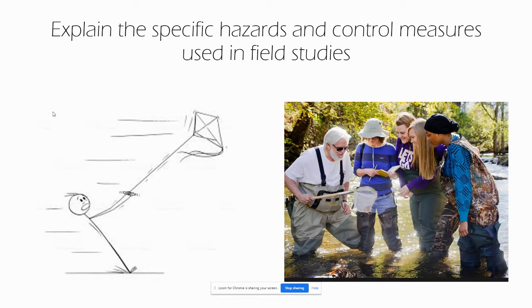A risk assessment involves identifying reasonable control measures to minimize the risk. In the field, these control measures may include appropriate equipment, clothing, footwear, and a means of communication. It's also really important that researchers have been appropriately trained for the conditions and the techniques they're going to be carrying out.